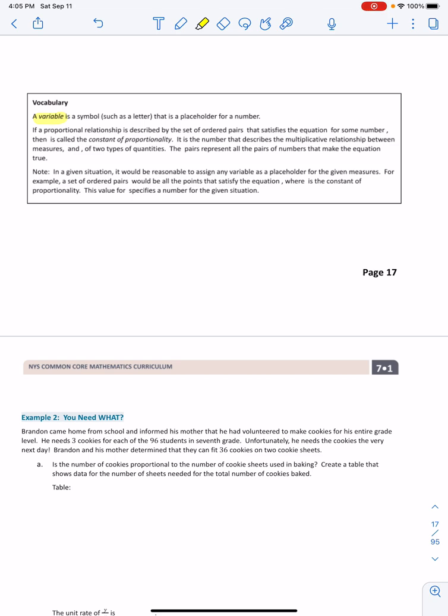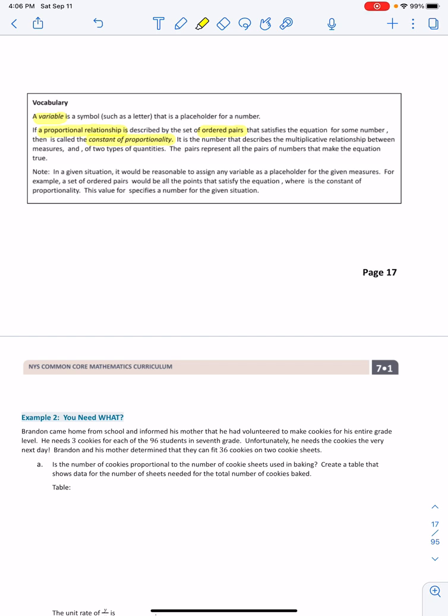A proportional relationship, okay, a proportional relationship is described by a set of ordered pairs like x comma y that satisfies the equation y equals kx for some number k, and k is called the constant of proportionality. In other words, we can make it a unit rate. That is the number that describes the multiplicative relationship between the measures of the two types of quantities. The pairs represent all the pairs of numbers that make the equation true.